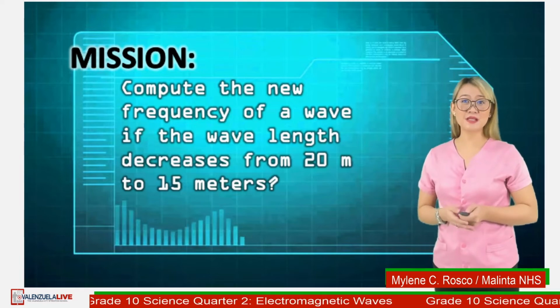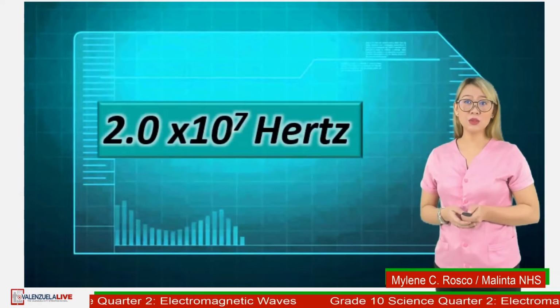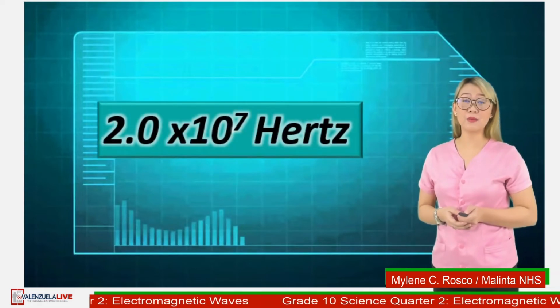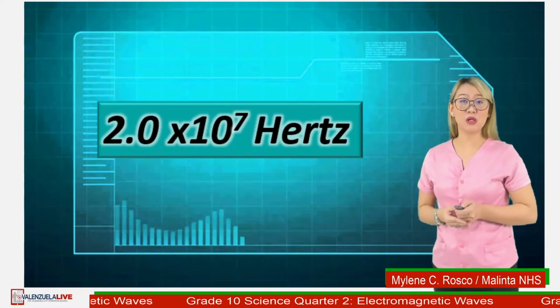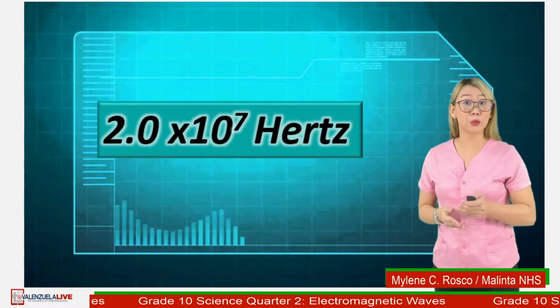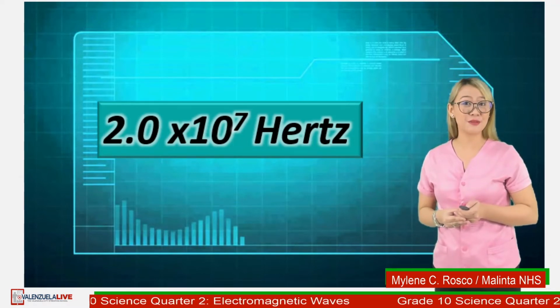All right, time is up. So the correct answer is 2 times 10 raised to the power of 7 hertz. So from the given example, we decreased the wavelength from 20 meters to 15 meters. And what happens to the frequency of the wave?